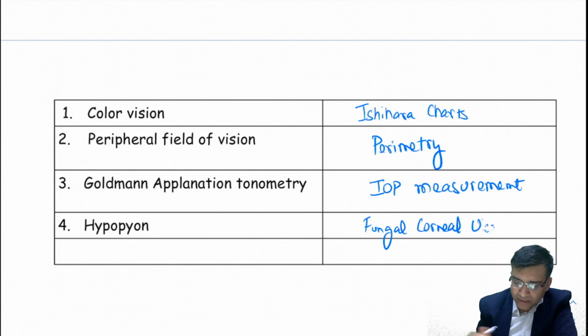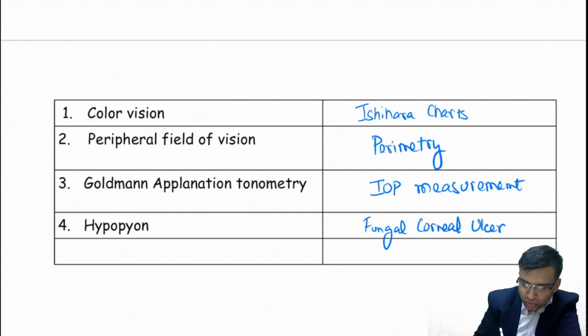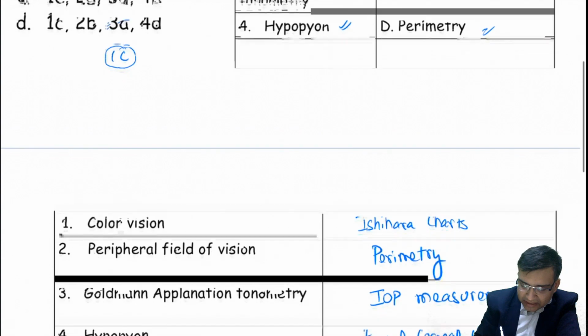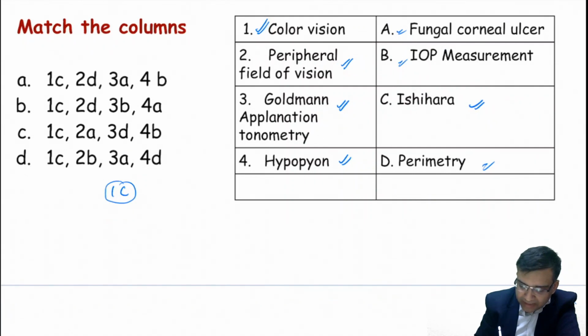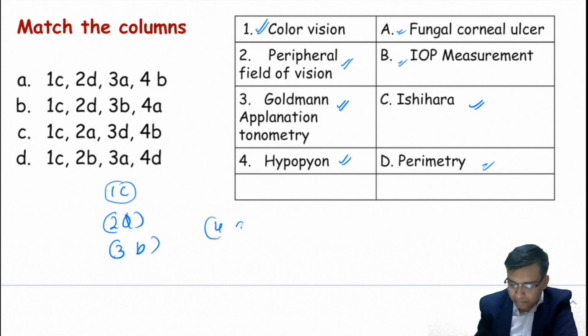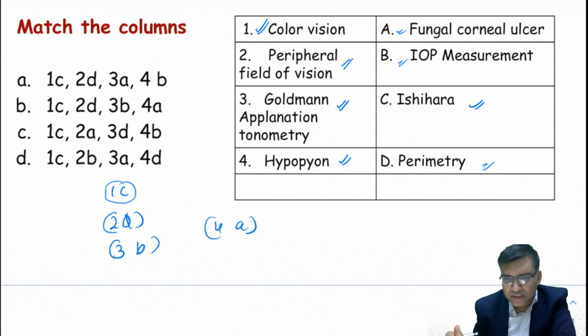Okay, so peripheral field of vision, 2 goes with D, Goldmann applanation tonometry, 3 goes with B, and 4 goes with A. Okay, so we have 1C, 2D, 3B and 4A. So the answer here would be B. I think it's a very simple question, not much doubt here.